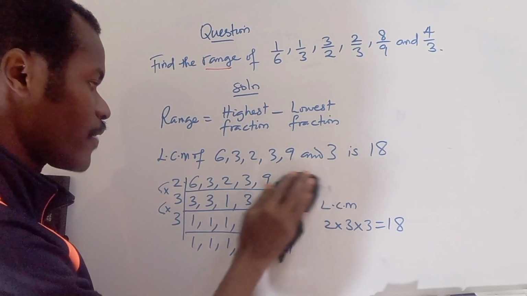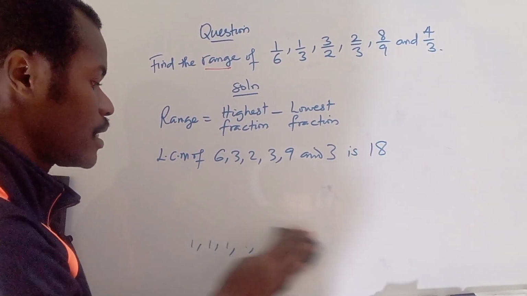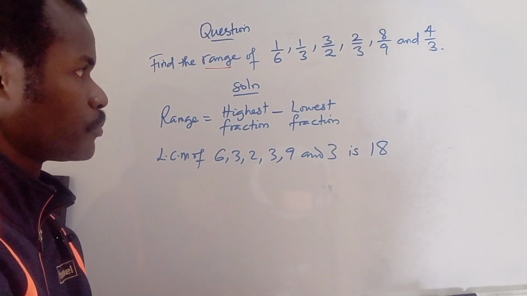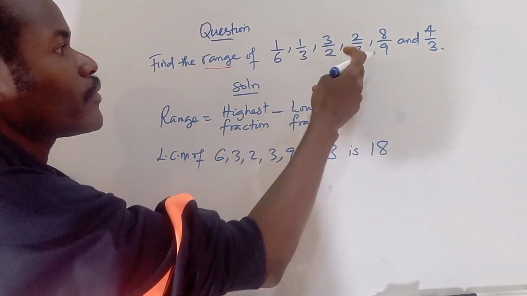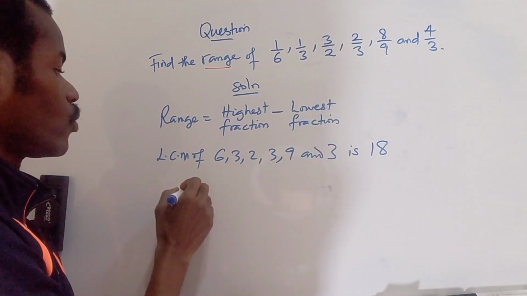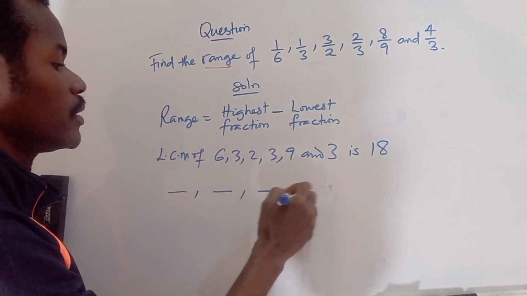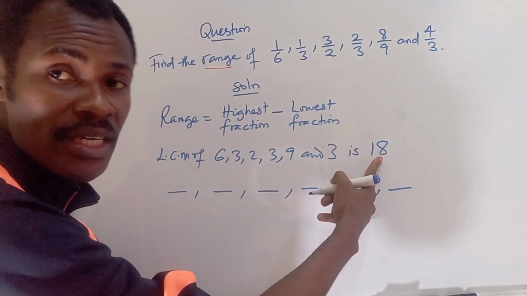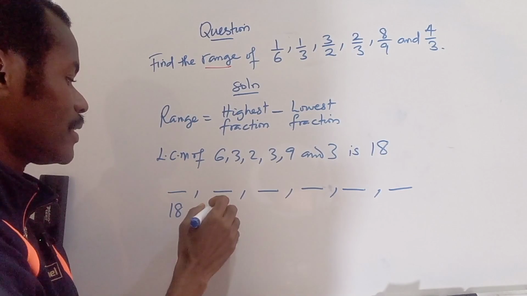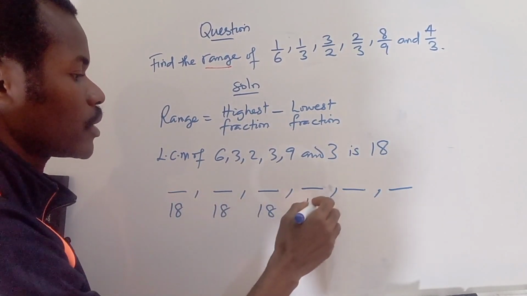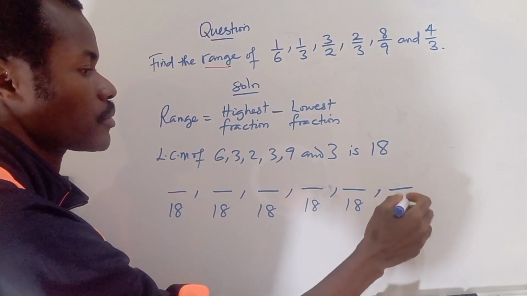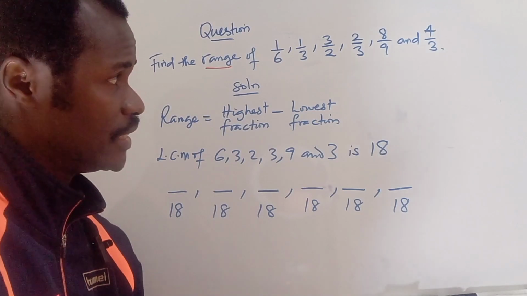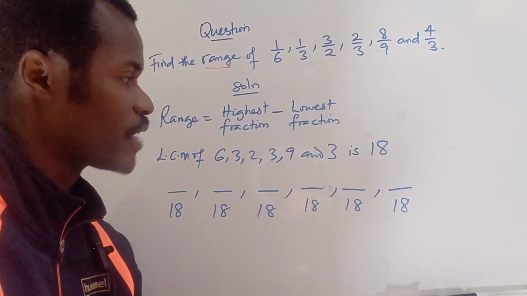find the largest and lowest fraction. Now how do we do that? So we have 1, 2, 3, 4, 5, 6 fractions. So it means I'm going to make all the denominators 18. Okay. So 18. All right. This is how we can find the highest fraction and the lowest fraction.